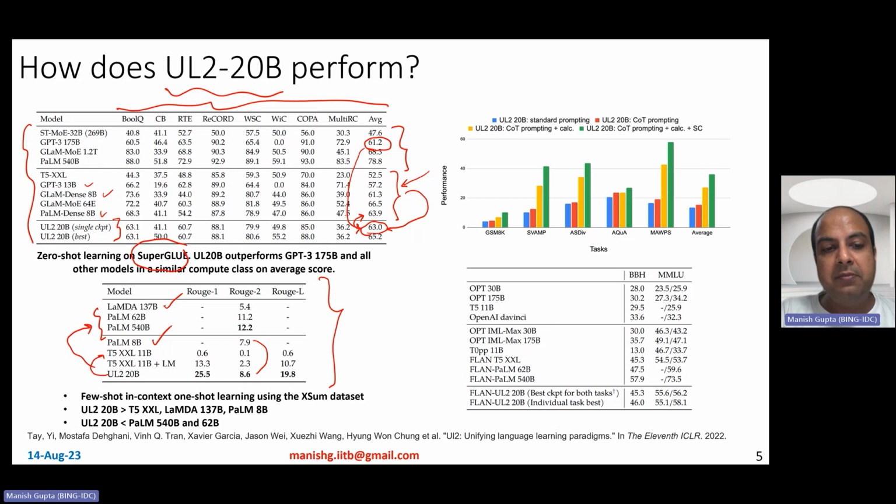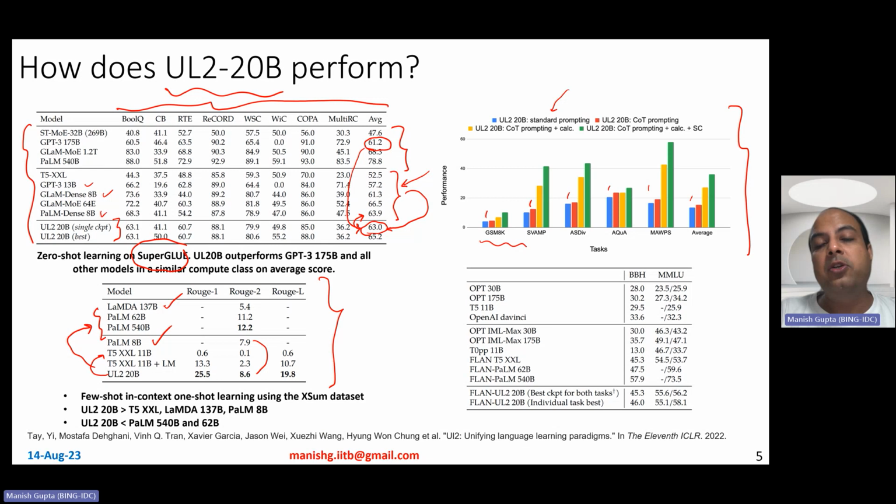PALM model, of course, has been pre-trained using way more rigor. But then if you look at other models in a similar compute power range, you observe that UL2 actually performs reasonably well. So what is also interesting to observe is that with standard prompting, you can get some accuracy across different data sets, represented by the blue color.